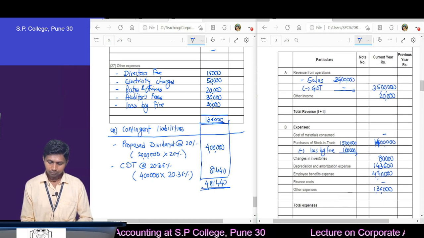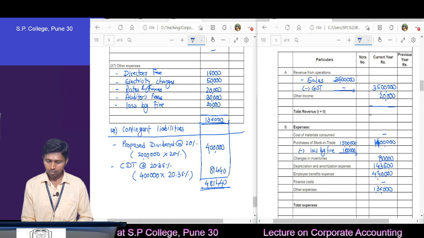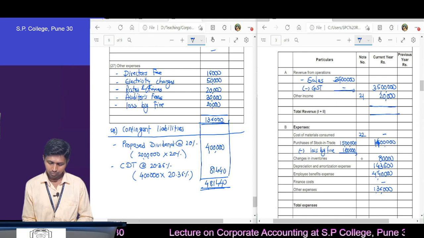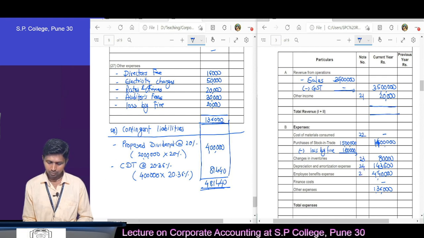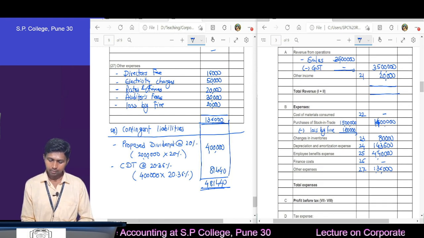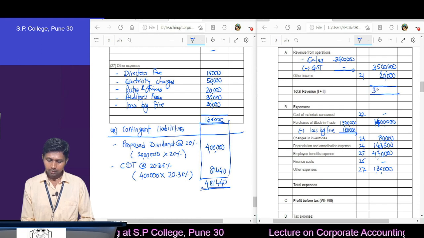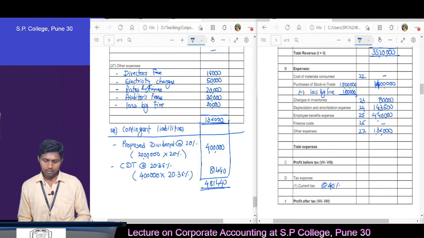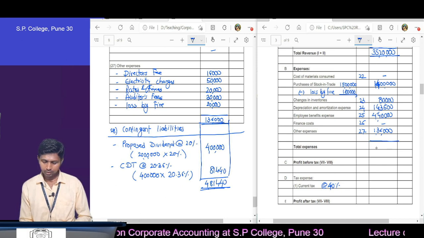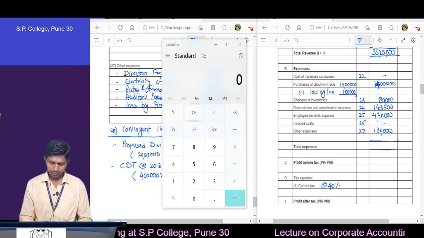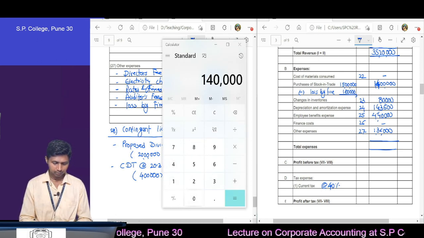And then what? After writing all the notes here, we can write the note numbers also: 21, 22, 23, 24, 25, 26 and 27. Now take the total again. Revenue total I want 35 lakhs and 20,000. 35 lakhs 20,000 is the total revenue. Then expenses total. In the expenses column you will find so many figures. There we have 14 lakhs.